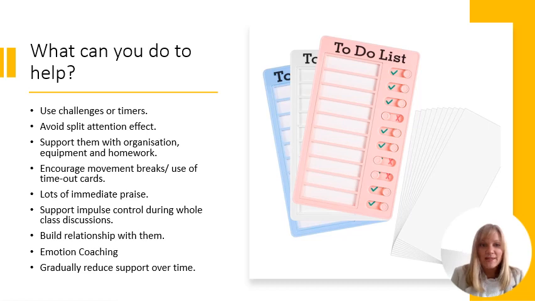Encourage movement breaks and use of timeout cards. That can be things just within the classroom. It can even be within their seats, so sort of chair press-ups or running an errand, giving out the books so that they're getting a bit of heavy work and a bit of sensory feedback as well. Lots of immediate praise. Supporting impulse control during whole class discussions: if they find it really difficult not to shout out the answers, standing next to them and allowing them to whisper the answers to you or write them down on a whiteboard and show you.